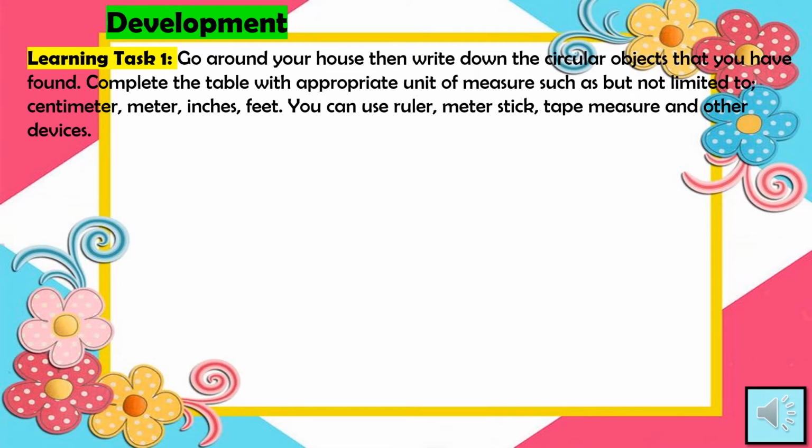For learning task 1, go around your house, then write down the circular objects that you have found. Complete the table with appropriate unit of measure, such as but not limited to centimeter, meter, inches, and feet. You can use a ruler, meter stick, tape measure, and other devices.